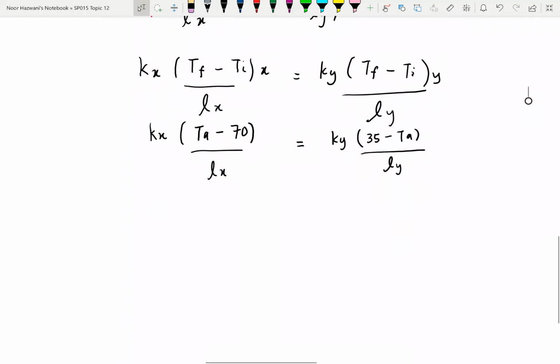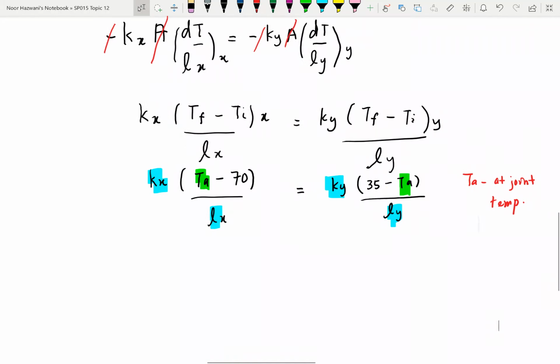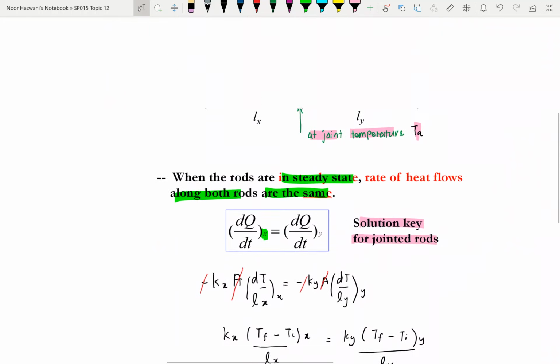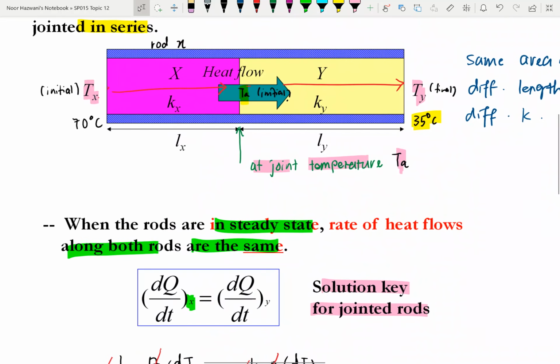Okay, so bila you dah bahagi, biasanya nilai Kx dan Ky diberilah. Okay, and then Lx dan Ly biasa dia akan beri. Then bila you nak cari TA, TA tu adalah at joint temperature. So you rearrange equation you dan you find out lah TA berapa. So ini adalah serba sedikit macam mana you nak solve untuk jointed rod in series. Okay, so I think that's all for this video and thank you very much for your attention.